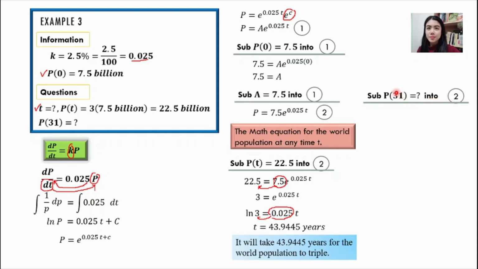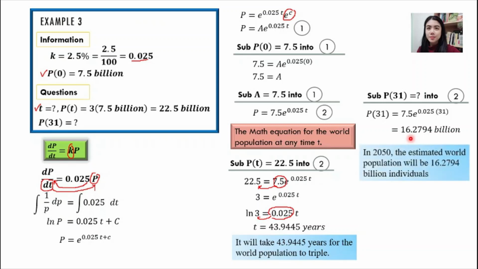It means that you're going to substitute your time, your time is 31, into here. So we have this one. Use your calculator. So we have the population. The population at the time equal to 31 is 16.2794 billion. Which means that in year 2050, the estimated world population will be 16.2794 billion individuals.